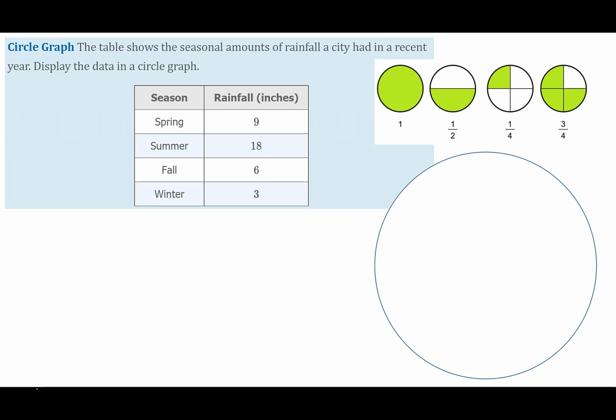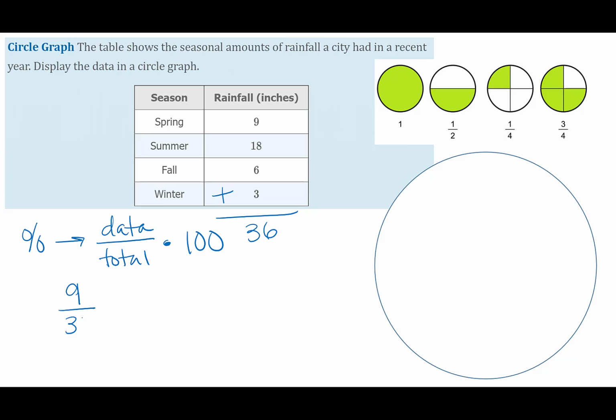And so we have a table here about the seasonal amounts of rainfall that a particular city has had. When you add these rainfalls together, 9 plus 18 plus 6 plus 3, is a total of 36. Now, to change each of these to a percent, we are going to make a fraction, data over total, and then times that fraction by 100. That's what we're going to do for each one. And so, for example, the first one is 9 over 36, and then multiply that by 100.